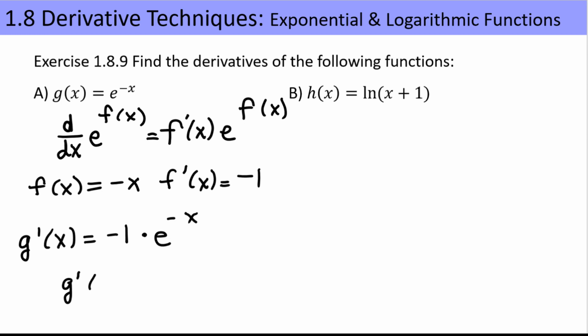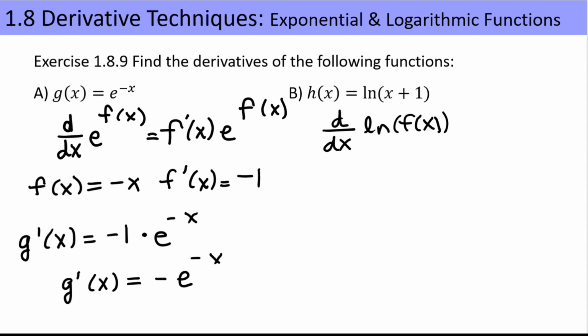So the derivative g prime of x equals negative e to the minus x. Let's do part B. H of x equals the natural log of the quantity x plus 1. The rule we just learned says that if you want the derivative of the natural log, whose argument is a function, that is equal to 1 over f of x times the derivative of f of x.